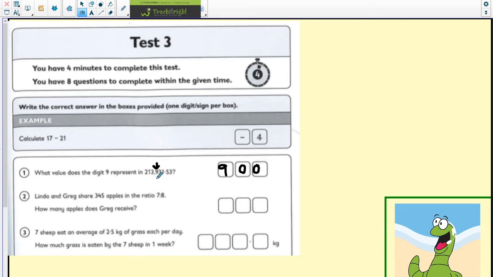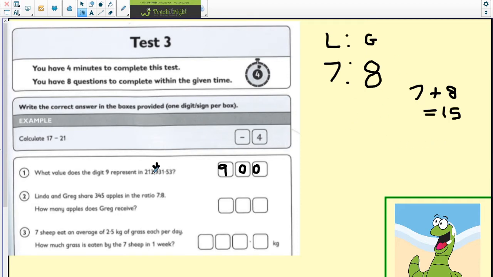Question 2. Linda and Greg share 345 apples in the ratio 7 to 8. How many does Greg receive? So for this, I would have my ratio labeled. Since it says Linda and Greg, I'm going to do L and G. And in order to work out a share, I have to first work out the total number of pieces I'm splitting it into. If Linda's getting 7 and Greg's getting 8, the total number of shares is going to be 7 plus 8. So there's going to be 15 shares, parts, portions. I've heard it described in a great many ways.